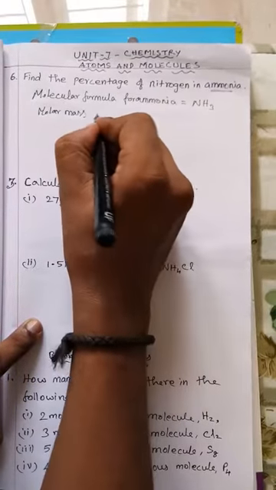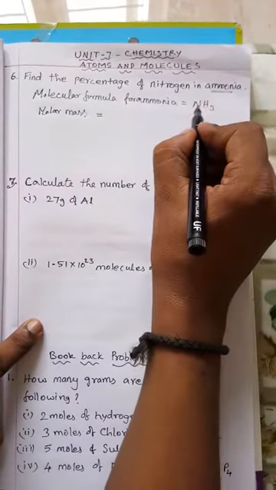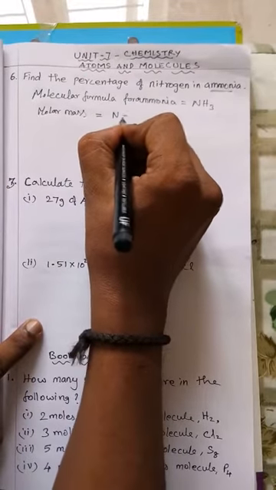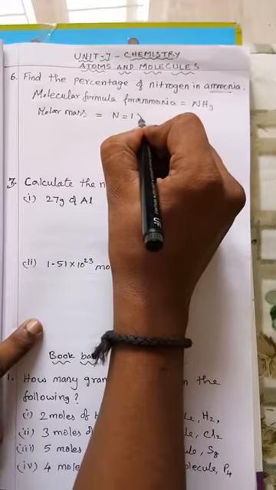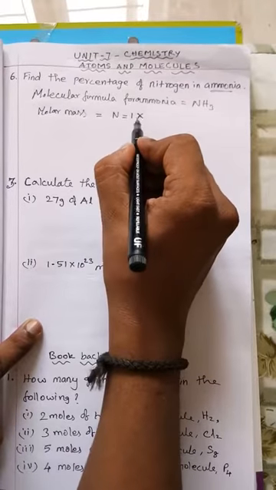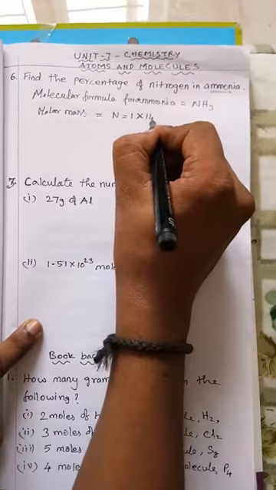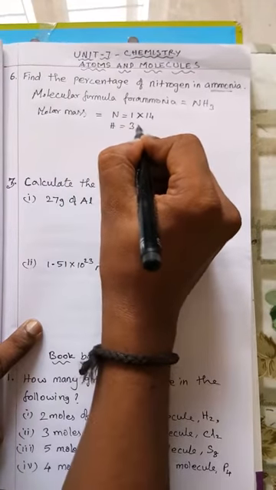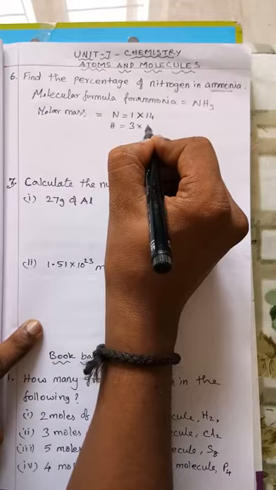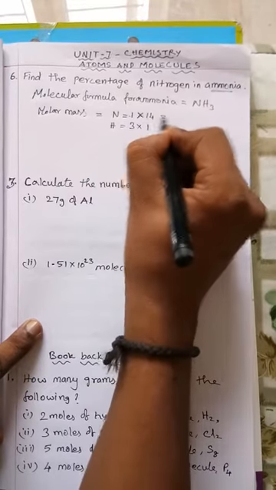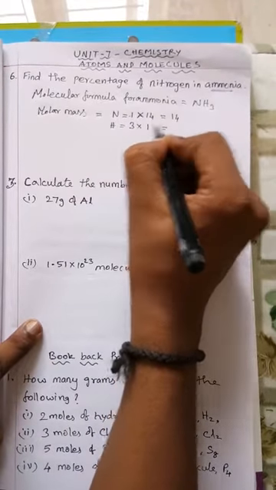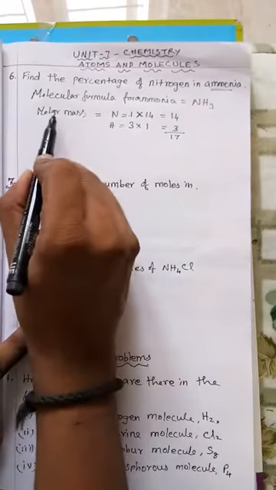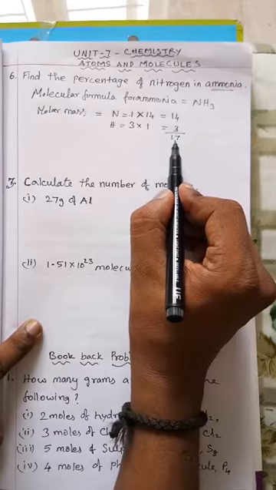Molar mass is nothing but: 1 nitrogen into the mass number of nitrogen, 14, plus 3 hydrogen, each hydrogen mass 1, so 14 plus 3, totally 17. So the total molecular mass of ammonia is 17.